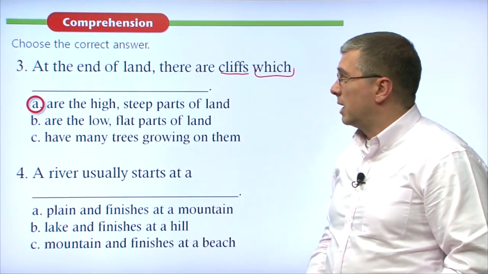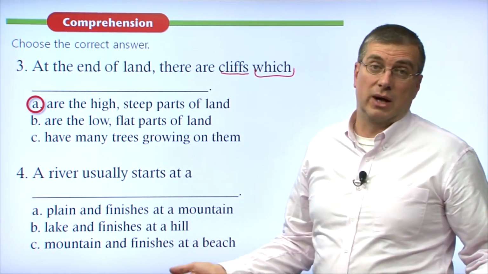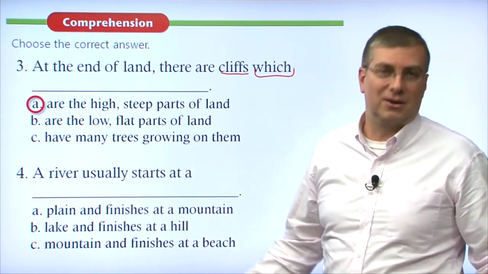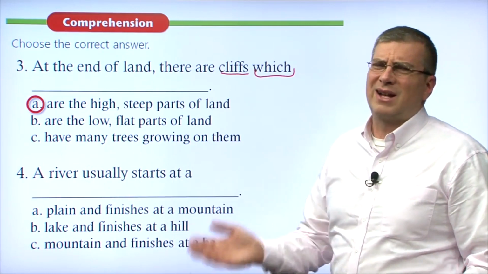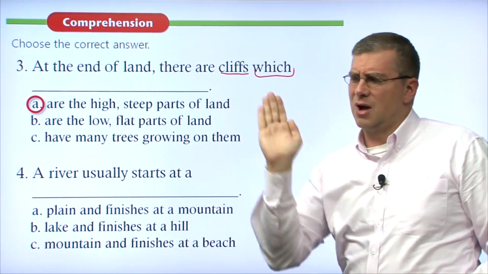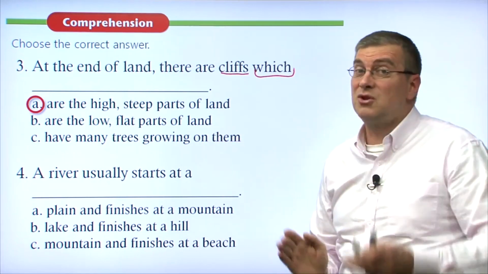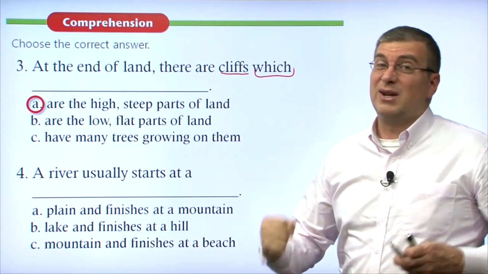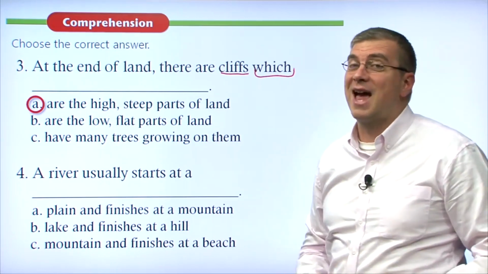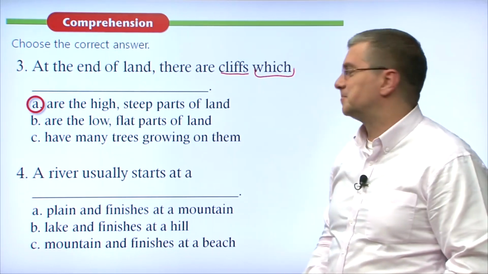They have many trees growing on them? Well, cliffs might have trees growing on them, but that's not a distinct feature of cliffs. It doesn't matter if there are trees growing on them or not. And in fact, it's kind of hard for trees to grow on a cliff because trees have to grow up. They don't grow straight out. But sometimes you do see some very strong or very desperate trees growing this way out of cliffs. Sometimes you can see that. Okay, but it's not very common.